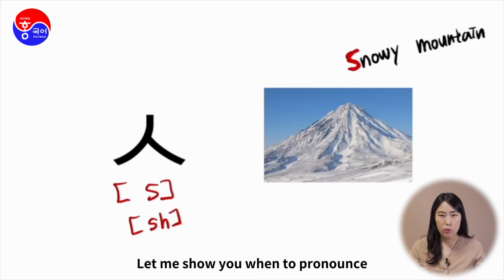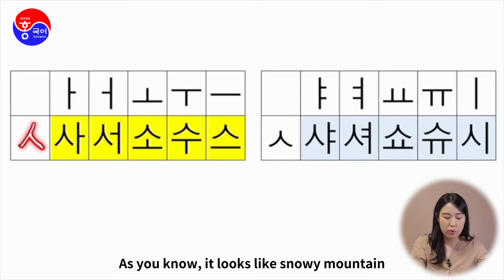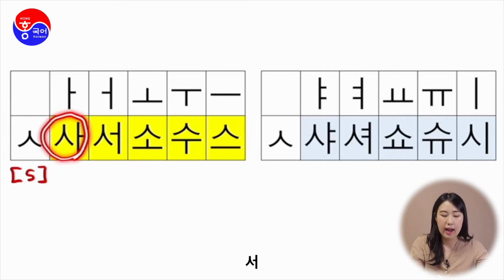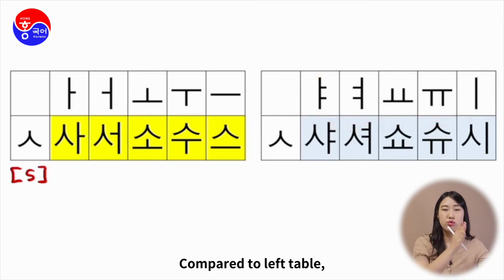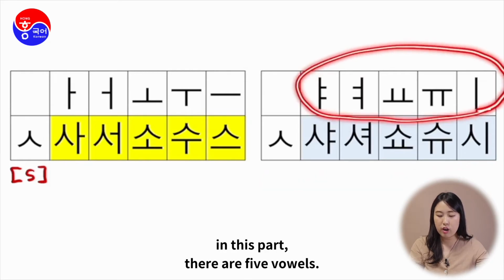Let me show you when to pronounce each case. Please take a look at the left one first. As you know, it looks like a snowy mountain, so it sounds like S. So please repeat after me. 사, 서, 소, 수, 스.